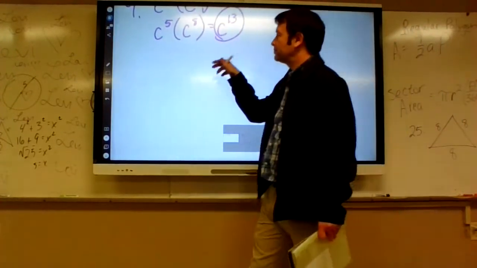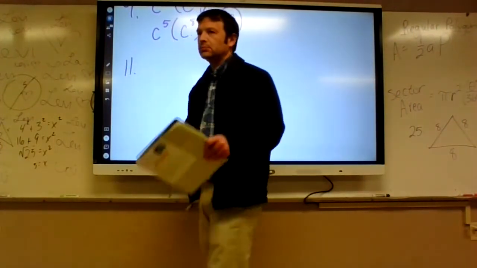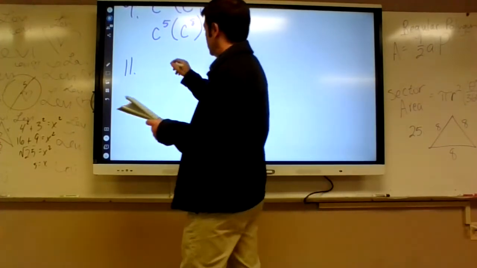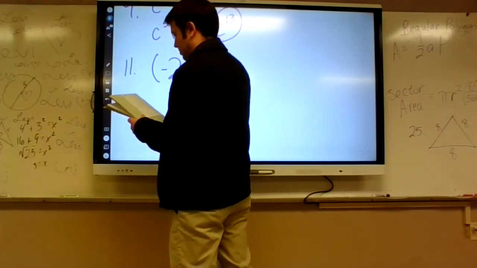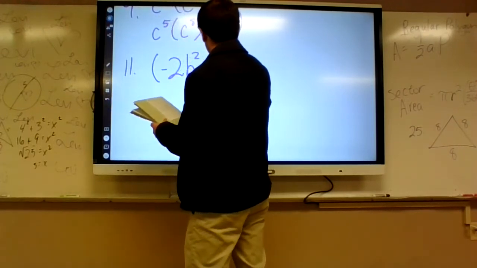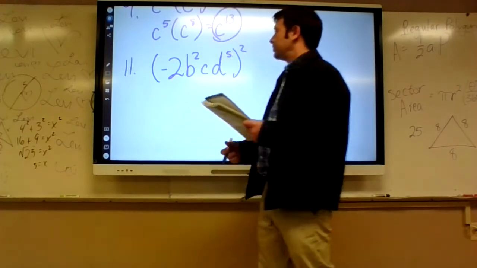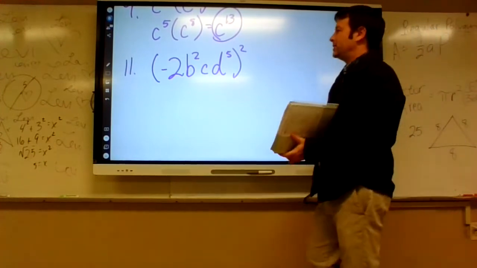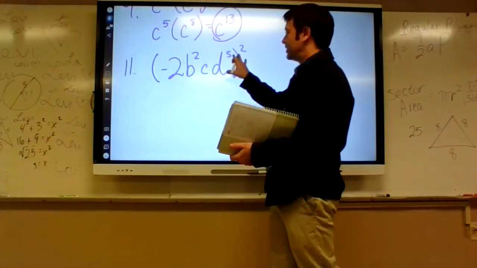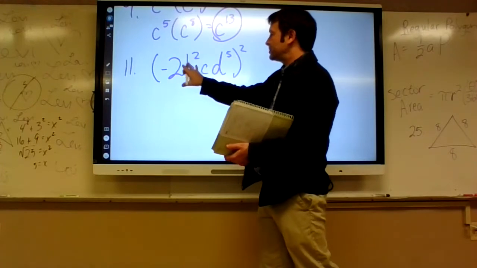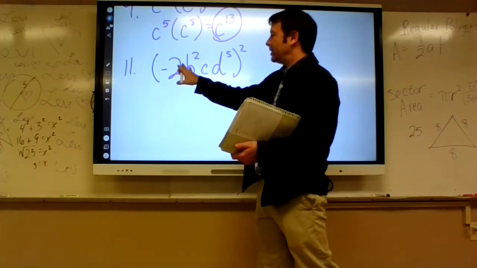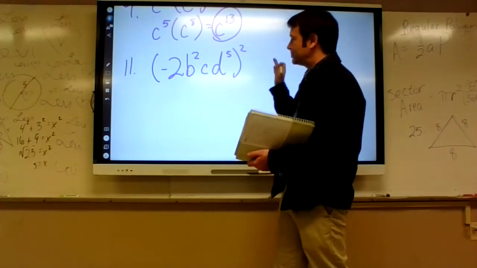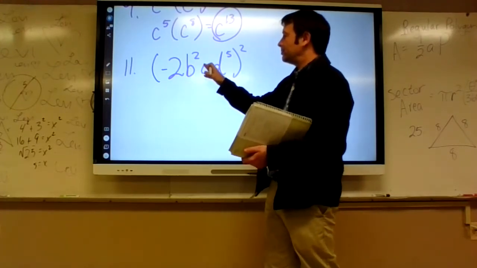Alright, number 11. Number 11 says, okay, if everything in parentheses is squared, it's like you're taking this whole thing times itself, right? All of this times itself. So really you're squaring everything. It's like -2 times another -2, and b squared times another b squared, and c times c and d. So really everything in here is going to be squared.